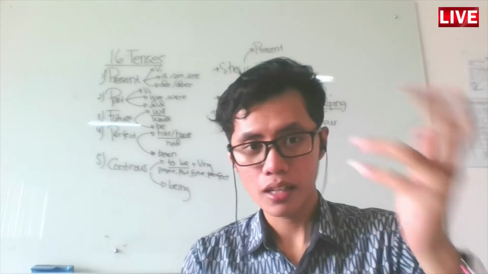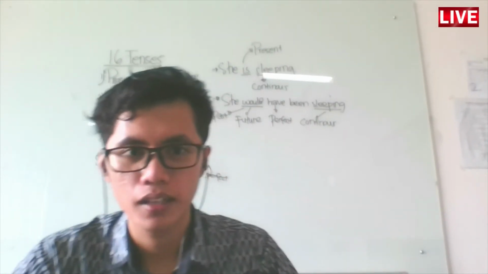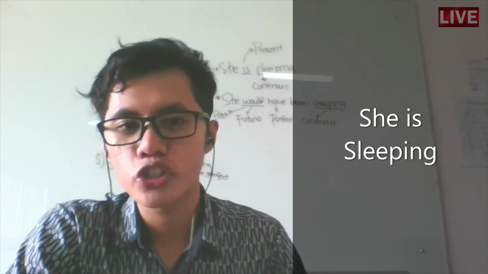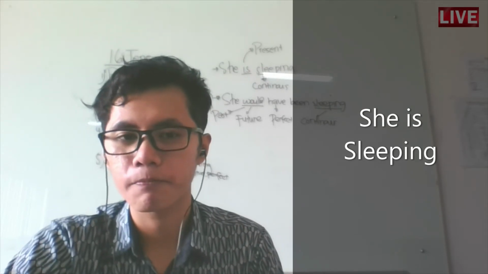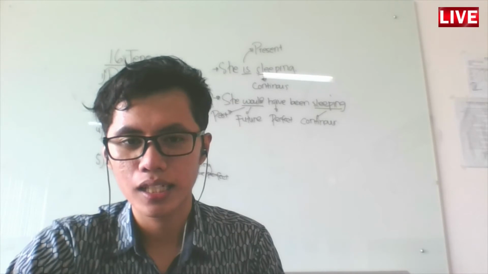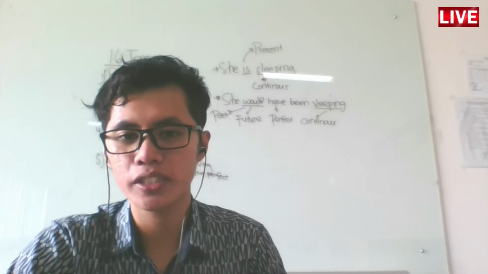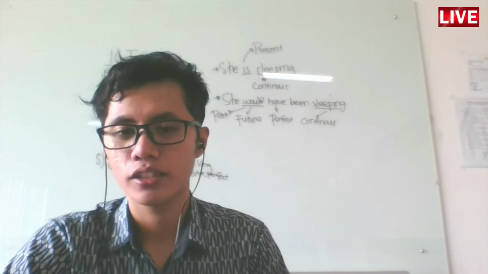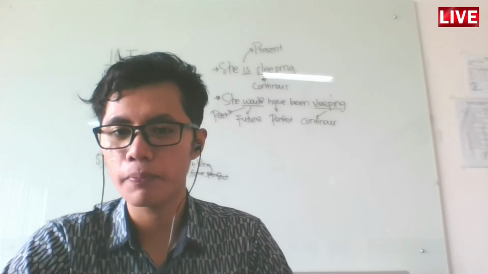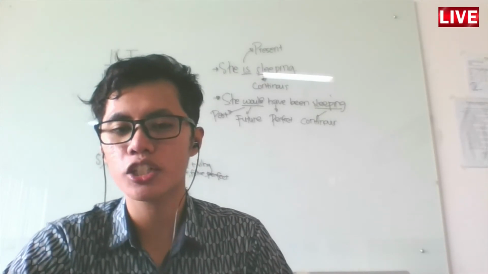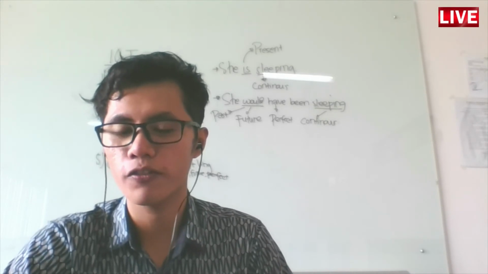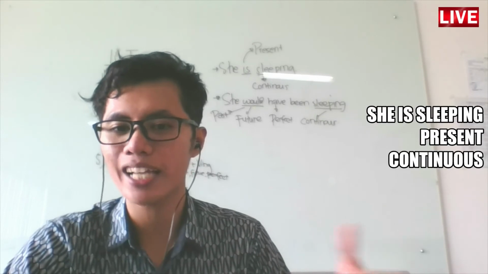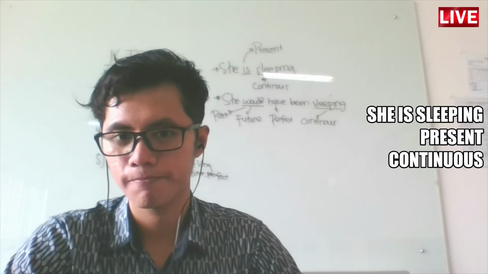Okay, let's move to the examples here. The first sentence, look at that. She is sleeping. So "is" here is considered present because it is the characteristic of present. After that, sleeping, verb ing. Verb ing is the characteristic of continuous. So we have present and continuous. We call it present continuous.